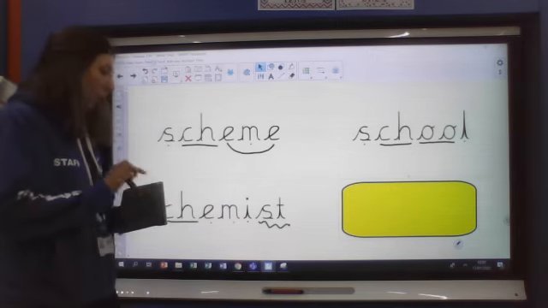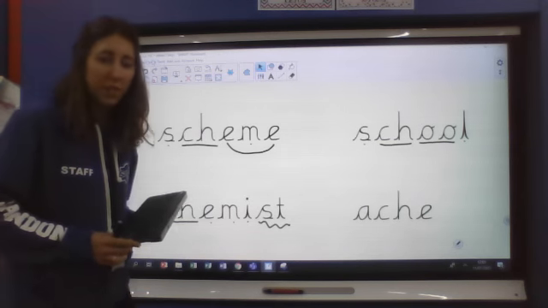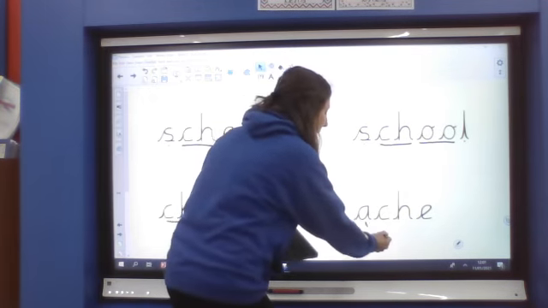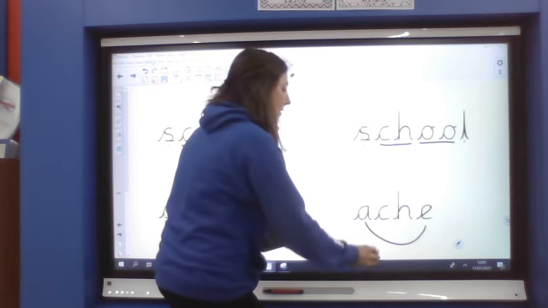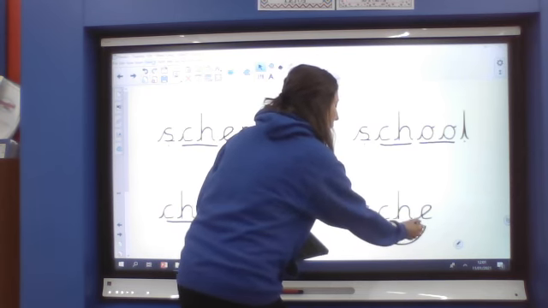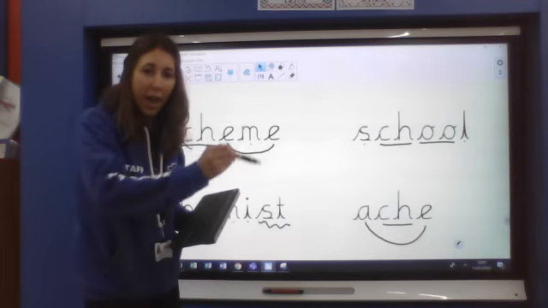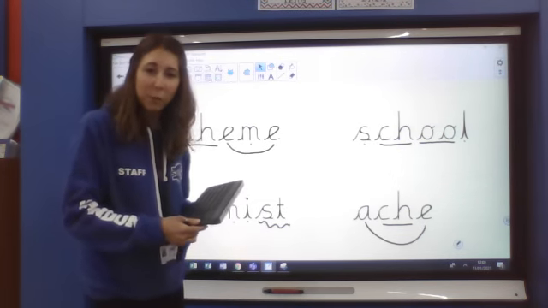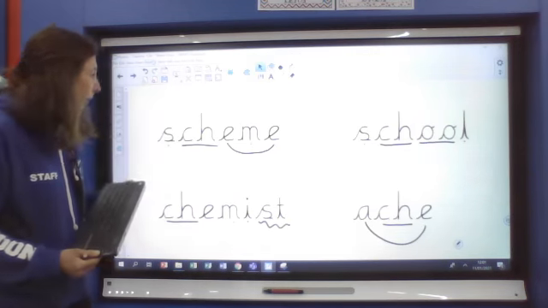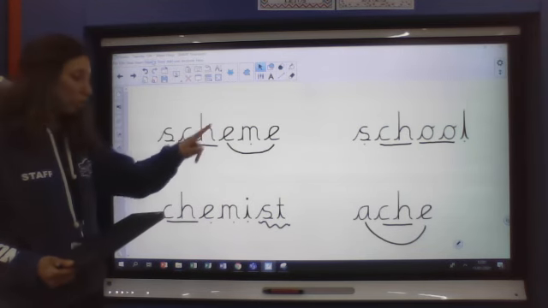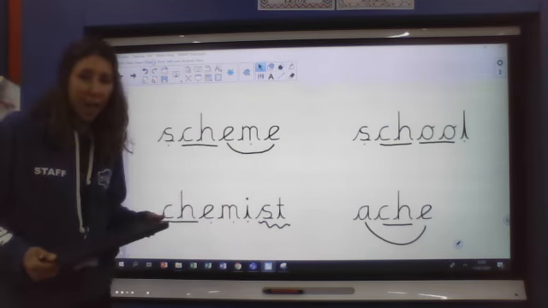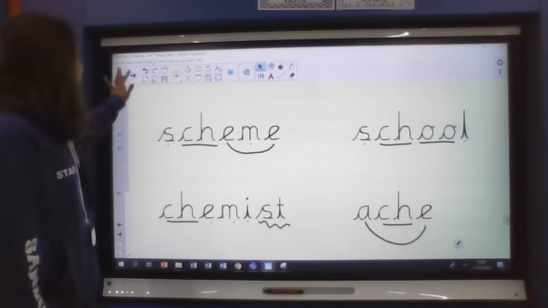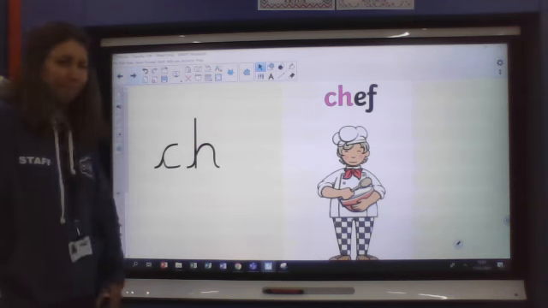And last one. We also had this one. This was one of the ones I talked about in my sentence yesterday. This one makes a split digraph A sound there, and our k in the middle. A k. This one would be ache, wouldn't it? Well done if you could remember those. Scheme and school, chemist and ache. So that was yesterday, and CH made a k sound.